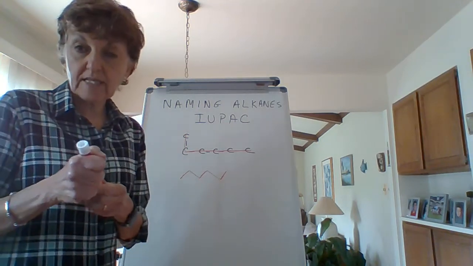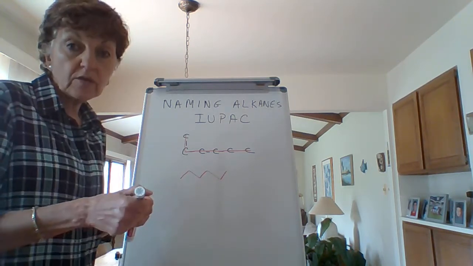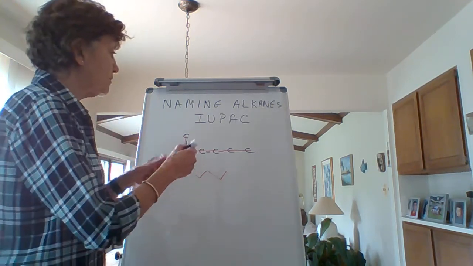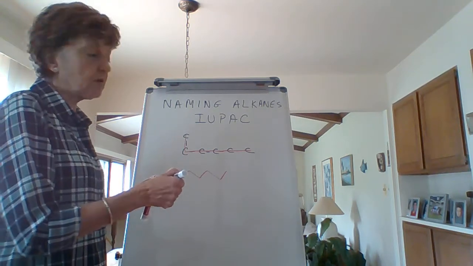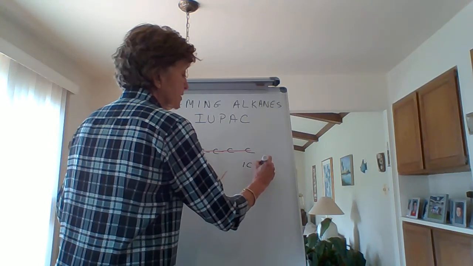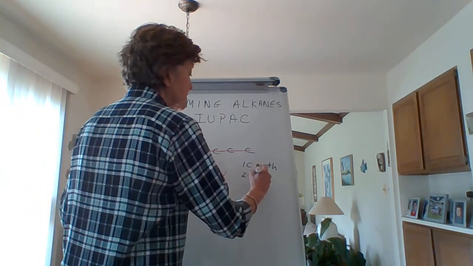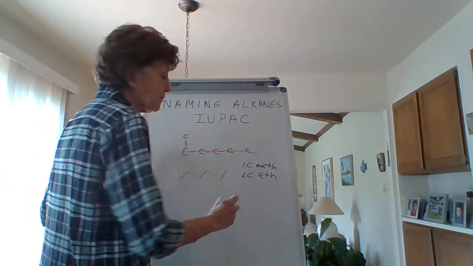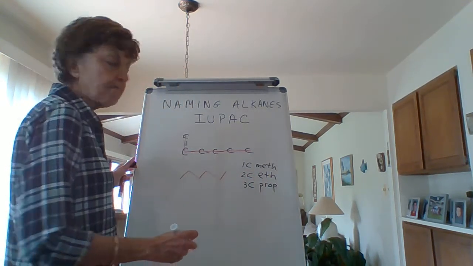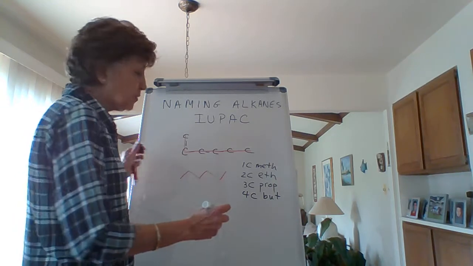Anyway, first step when you're trying to name something is to find the longest parent chain. The reason we need to do that is that it depends on the number of carbons, and the number of carbons will tell you what the name is going to be. If it's just one carbon, it would have the prefix meth, M-E-T-H. If it's 2 carbons, it would have the prefix eth. If it's 3 carbons, it would have the prefix prop. Okay. 4 carbons, prefix but, B-U-T.